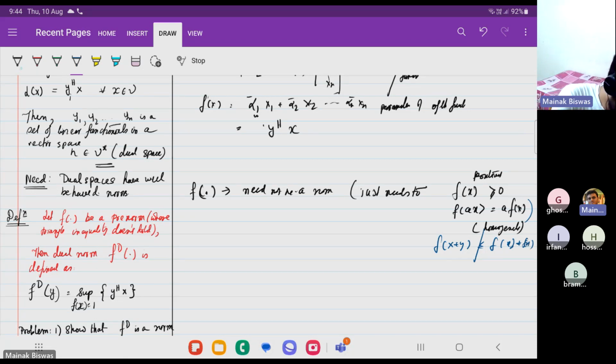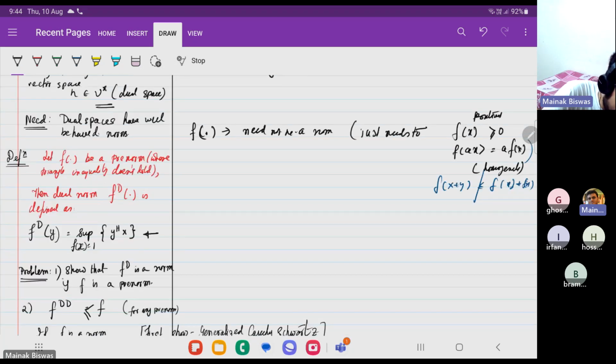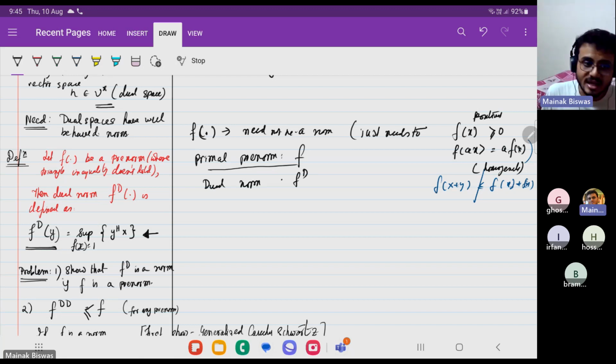We'll show why. A norm will be defined on this dual space as the supremum. We'll be showing it geometrically, so don't worry. Let's first understand the definition, and then I'll show you what it means geometrically. So your dual norm, I'll be writing f dual. Your original norm, or the primal pre-norm, is f, and your dual norm we will write as f dual. That is defined for a particular value of y, and we are saying the set of all functionals will be treated for that y. Yes or no?